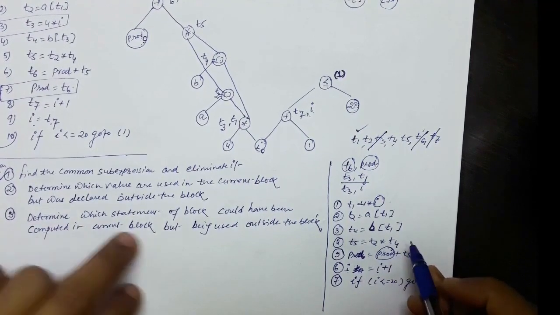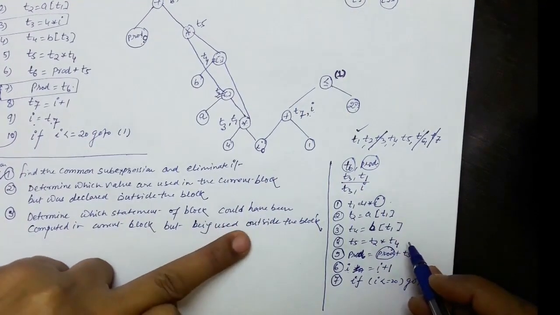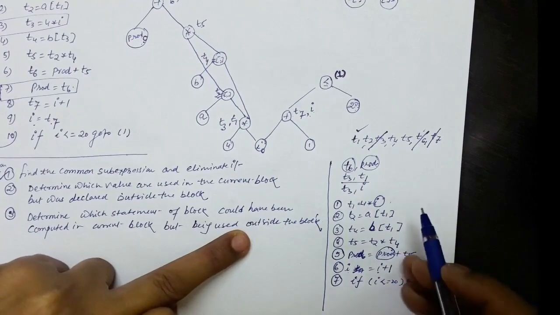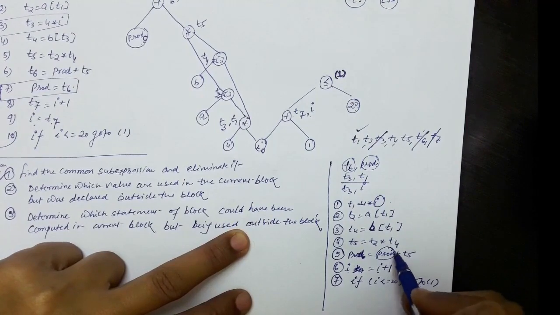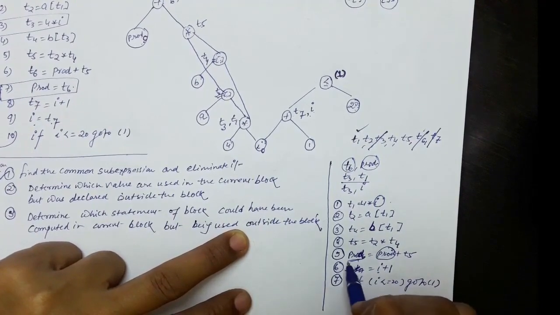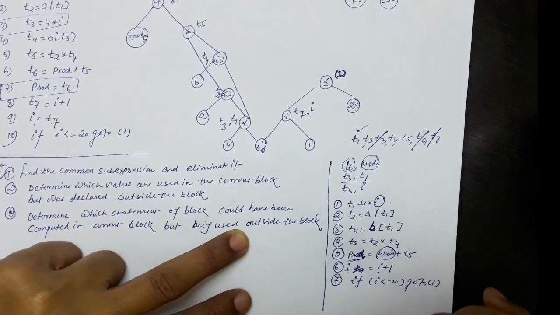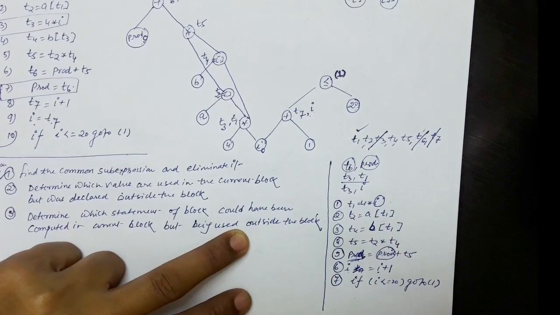Fine. Now determine which statement of the block could have been computed in the current block but is being used outside this block. This is the third application. So where we have computed the value in this statement, yes, we have computed the value of this product, but we have not used product anywhere else. We have not performed any operation with the product here. We have not performed any conditional aspect of the product in these statements or in this block. So product is the value which is computed here but will be used outside this.